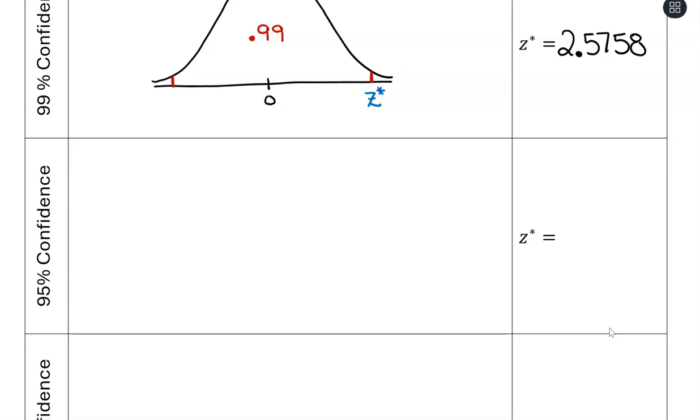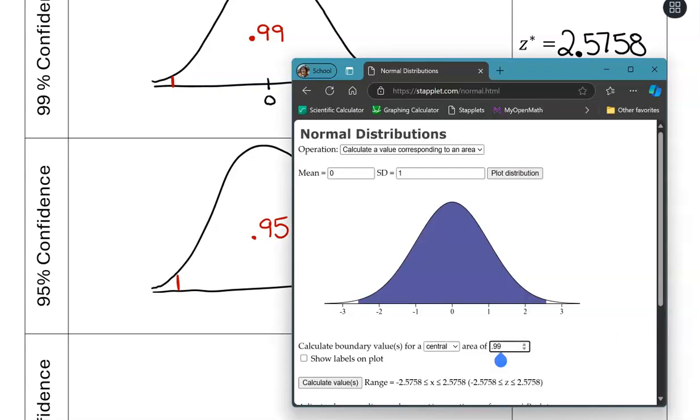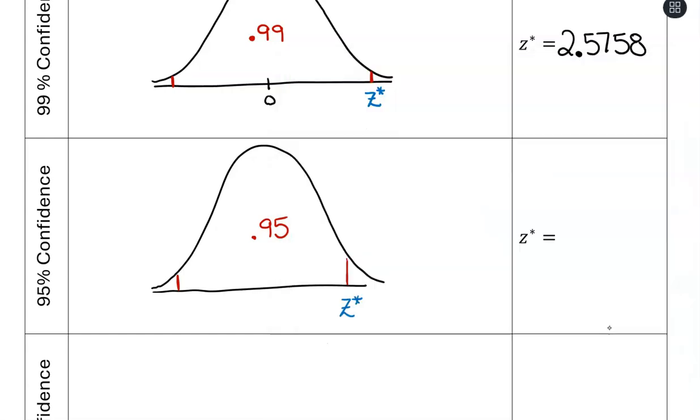95% we've actually already done, but just to go through the process again, we have our bell-shaped curve. We're having a slightly smaller area with 0.95 in the middle, and we want that critical z-score off to the right there. So what would change is just in Stapplet, I would switch that 0.99 to 0.95. And that's our 1.96 that we saw before. So it didn't change. And this is only going to have 2 decimal places to it. It rounds nicely to that.